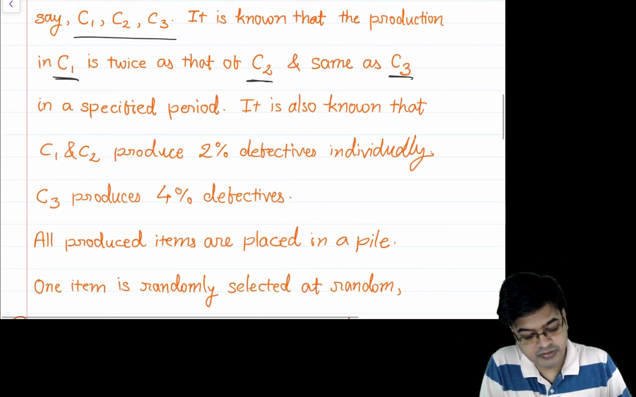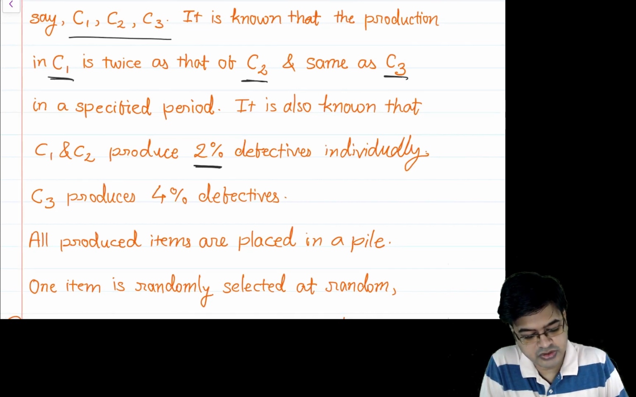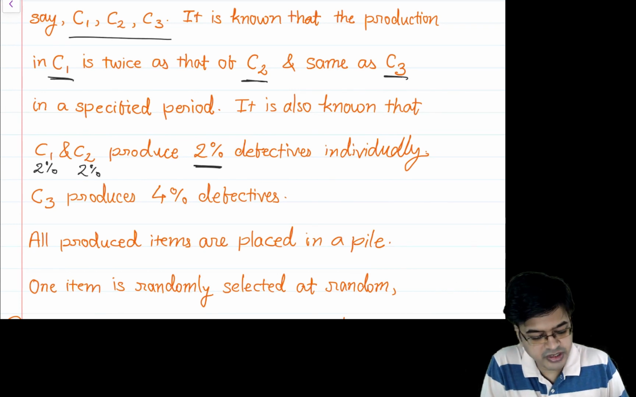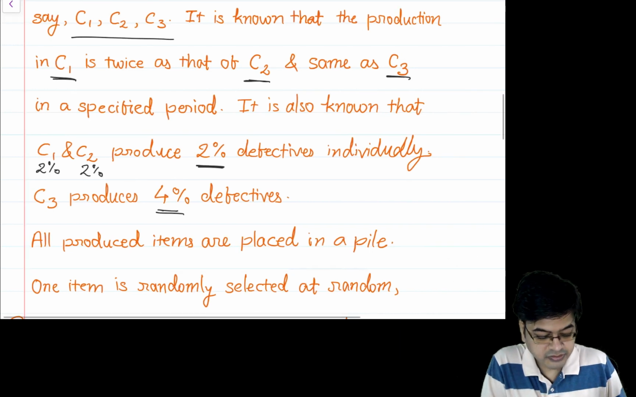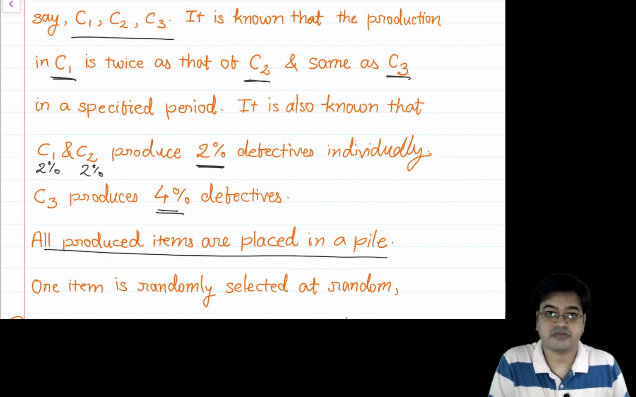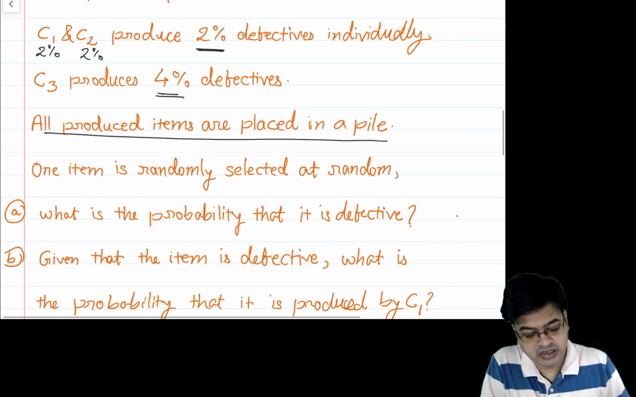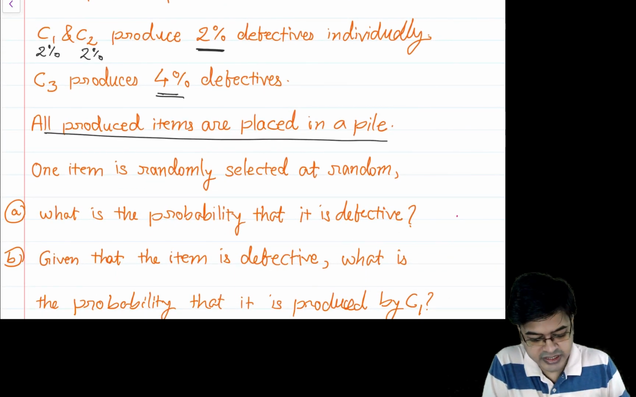Also, from the past data, it is known that C1 and C2 actually produce 2% defectives individually. That means C1 produces 2% defectives and C2 produces 2% defectives individually. C3 produces 4% defectives. When the supply comes, all the supplied items are placed in one pile, and now an inspector comes, as a quality check inspector, and he picks one item at random.